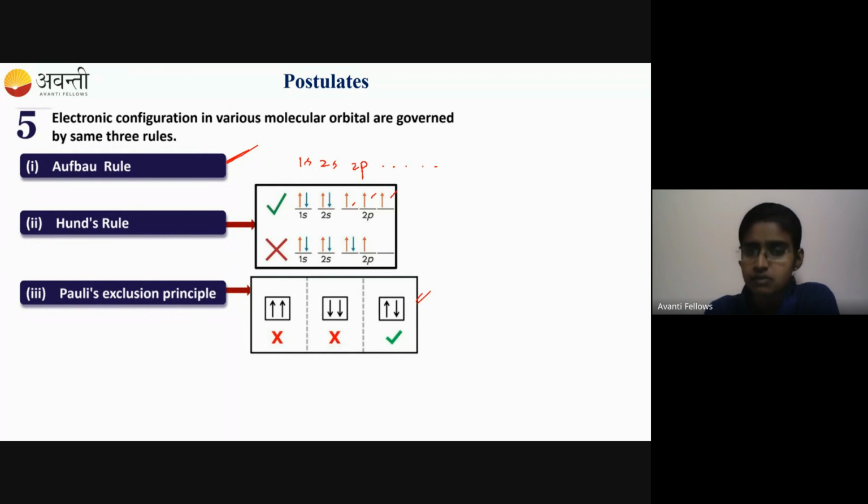Okay. So is this clear for all? So these are the 5 postulates which are being used in the molecular orbital theory. All the 5 points are very, very important. You have to study all those 5. Okay. Now we will move on to some cases.